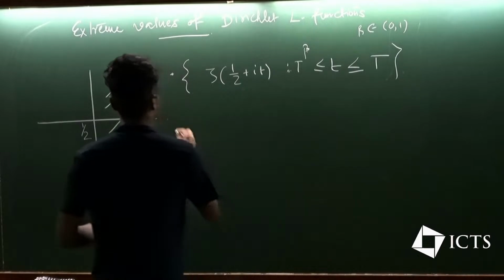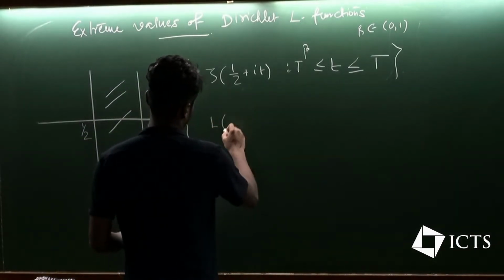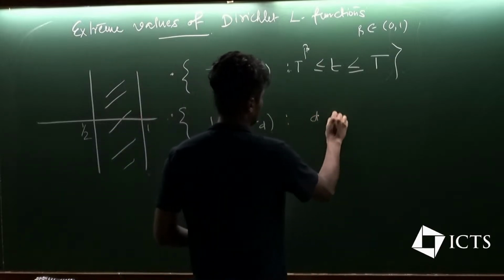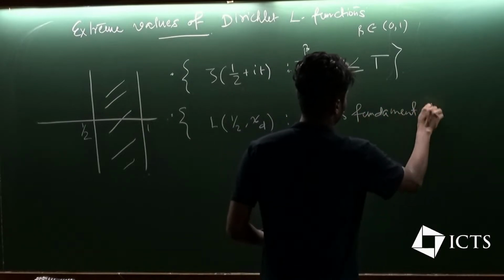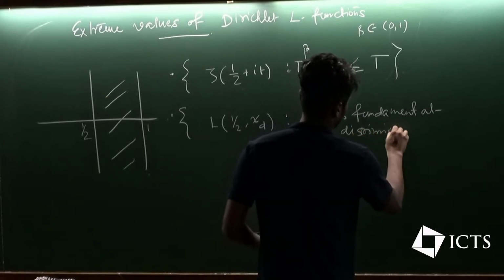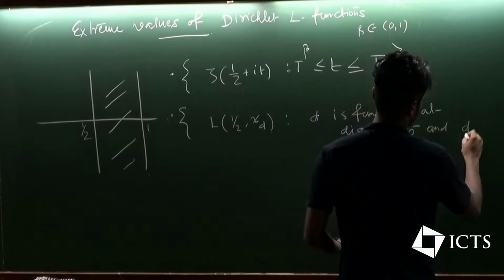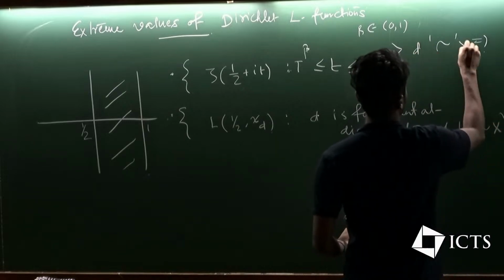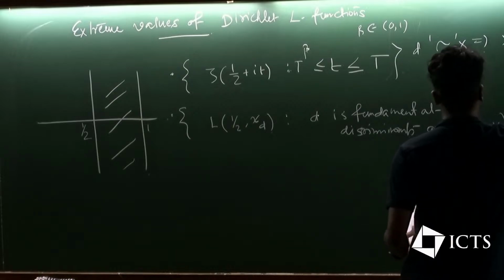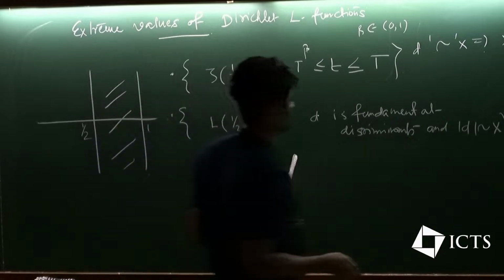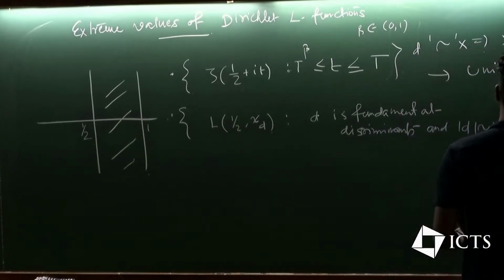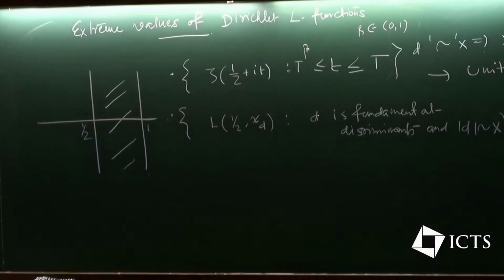This is the first family, and the second one is the Dirichlet L function at one half connected to the quadratic Dirichlet character, where D ranges over fundamental discriminants and D is of size x. This means D lies in this dyadic interval. This is the second family, and we know the first is a unitary family from random matrix theory, and this one is connected to the symplectic family. Their analysis is a little bit different in terms of how the corresponding characters behave.